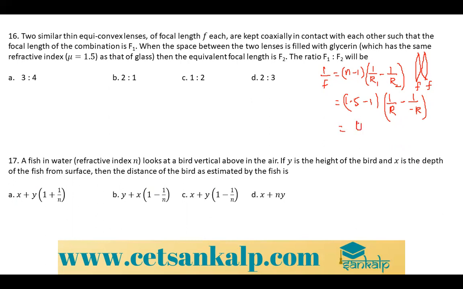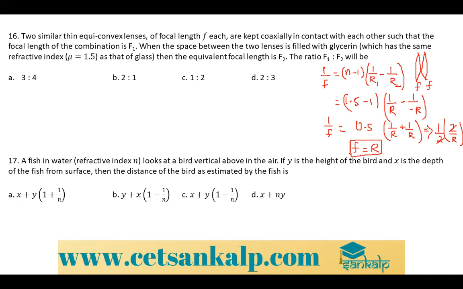So it becomes 0.5 into 1 by r plus 1 by r. 0.5 I can write as 1 by 2, and this is 2 by r. So 2 and 2 get cancelled. So 1 by f is equal to 1 by r. So f is equal to r, right?